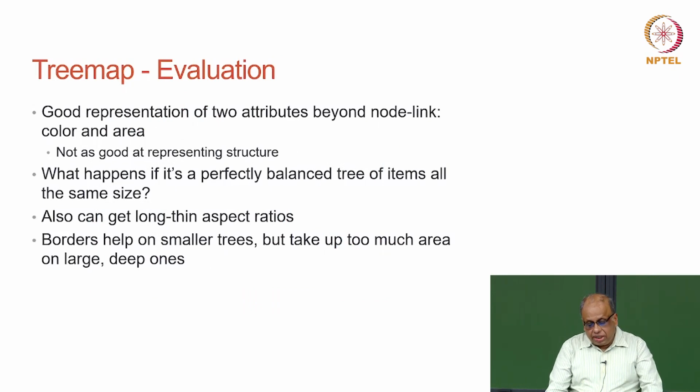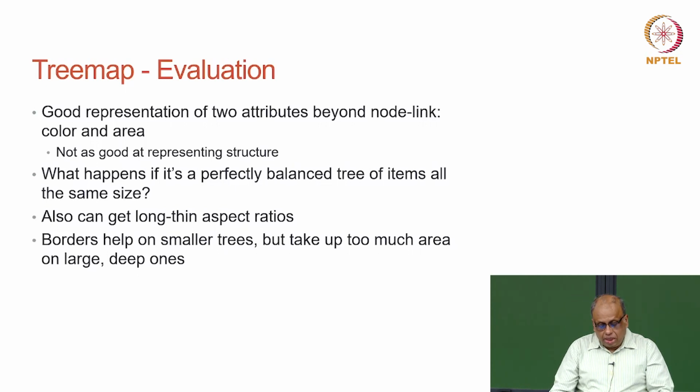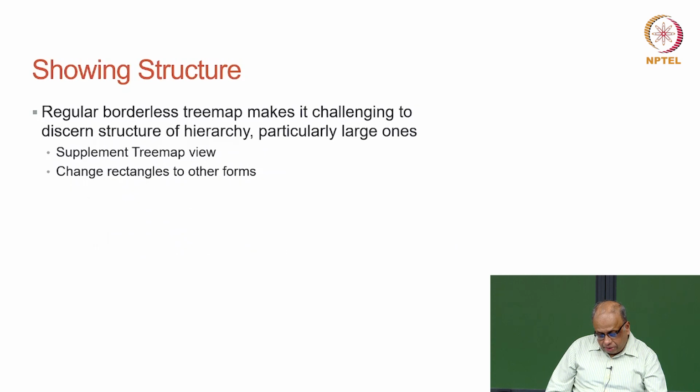So it is a good representation of two attributes beyond node link. You can use the color and area effectively. You can use the color for some mapping, and you can use the area for something else. But if you have a perfectly balanced tree where all things look the same, say all nodes have the same number of children, this may not be a good thing, because then the visualization won't be able to distinguish based on color. Okay.